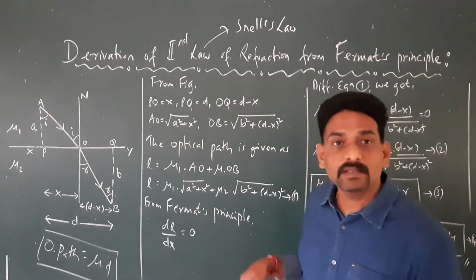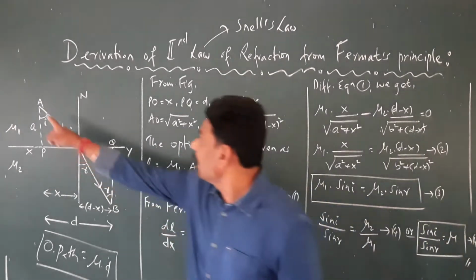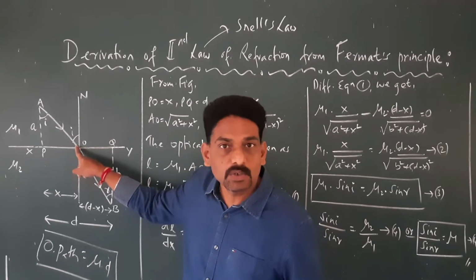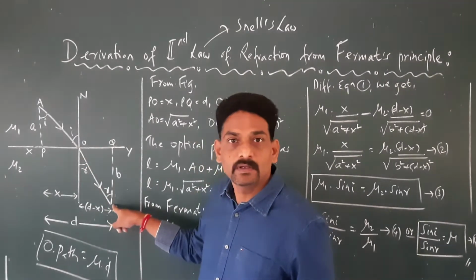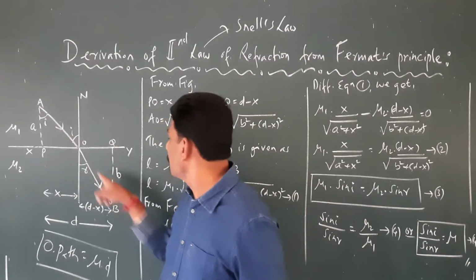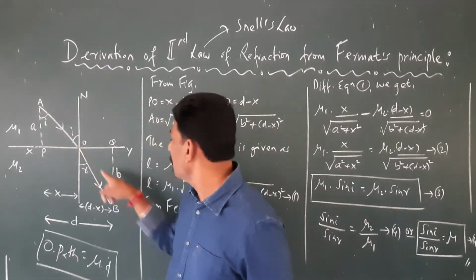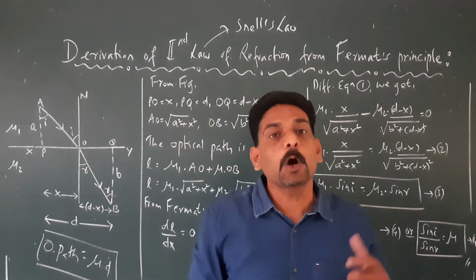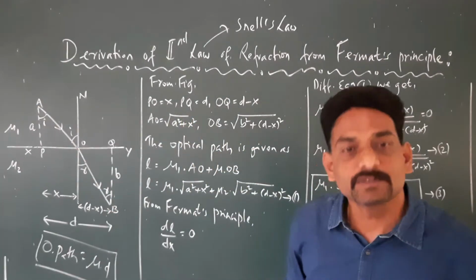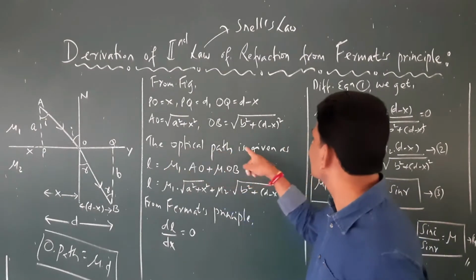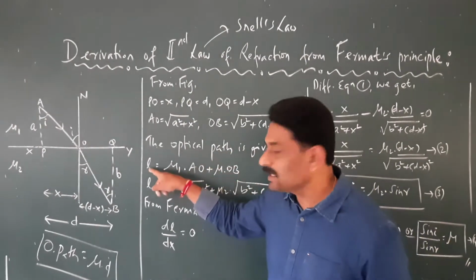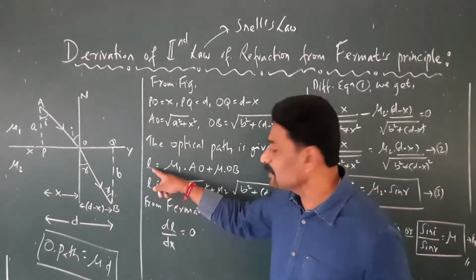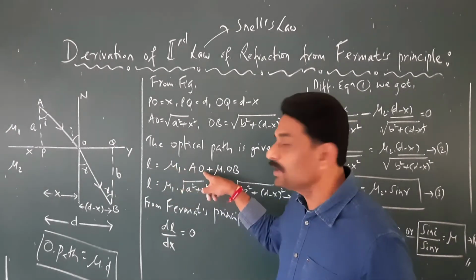So here what is the optical path? The ray is traveling from A to O and it is undergoing refraction and traveling towards OB. So the distance AOB, the distance AO plus OB, is going to be the optical path, right? So therefore we say the optical path is given as L, we are denoting optical path by symbol L. So L equals to mu1 into AO.